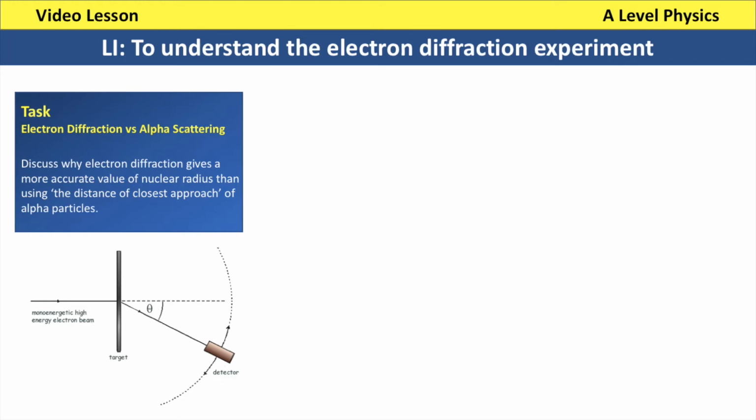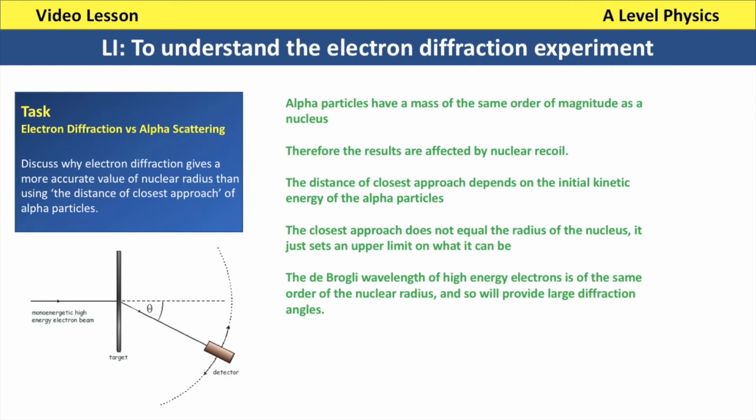So, why is it that electron diffraction gives a more accurate value for nuclear radius than using the distance of closest approach method? Let's look first of all at the flaws that come with distance of closest approach. First of all, the alpha particles have a mass that is the same order of magnitude as a nucleus. The result of that then is that the nucleus will actually recoil slightly when the alpha particle approaches it, because yes, the nucleus puts a force onto the alpha particle, but the alpha particle will also put a force onto the nucleus, which makes it recoil, and that is going to affect the results of the experiment.